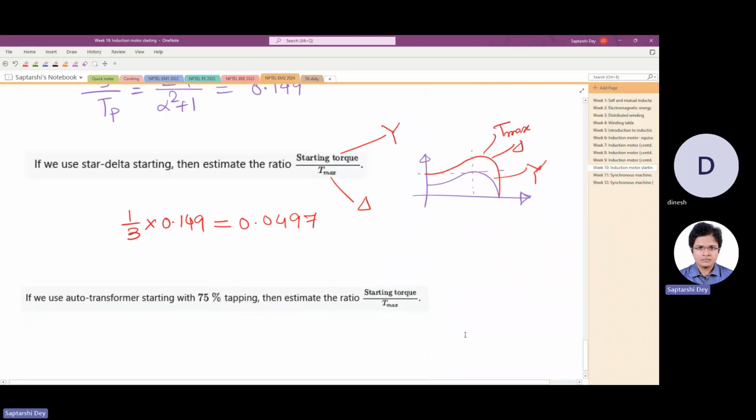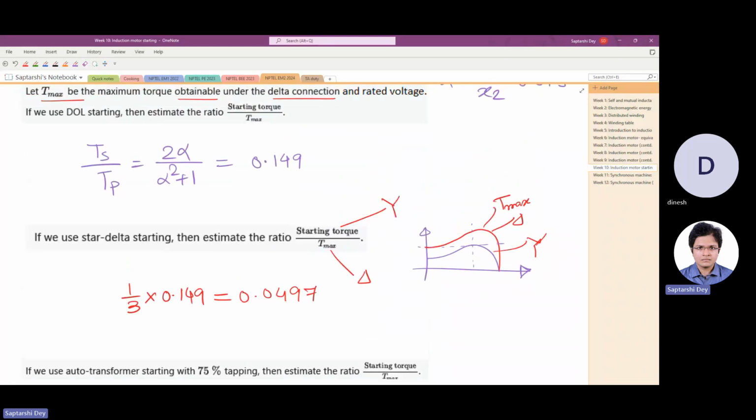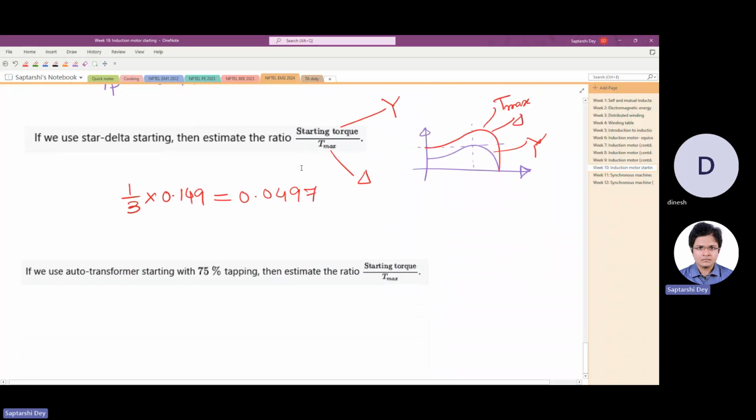Now, if we use auto transformer starting, estimate the ratio starting torque by Tmax. So auto transformer, what happens? We have seen it becomes 0.75. So square of that. So again, this ratio times the square of the tapping percentage. This should give 0.0839.